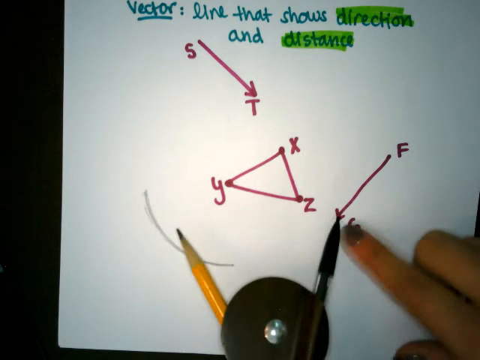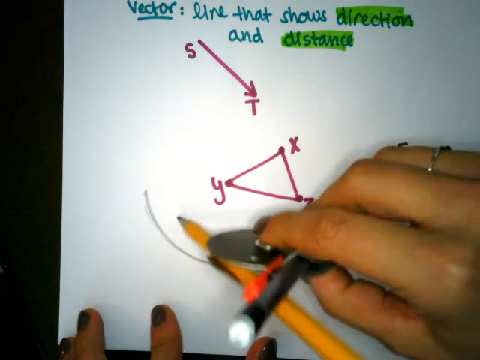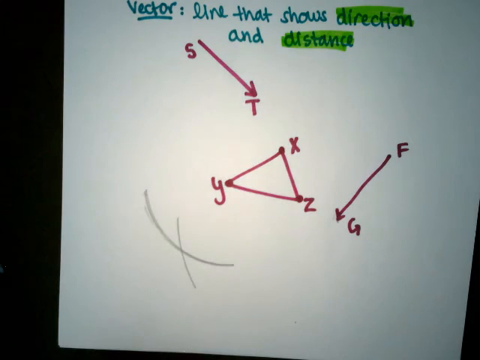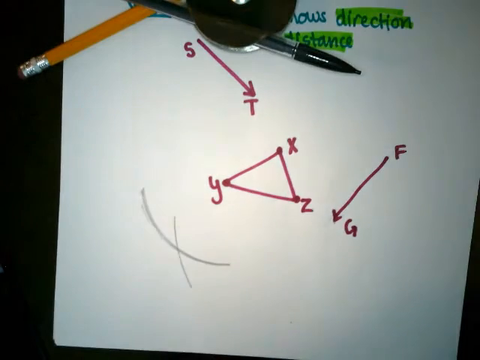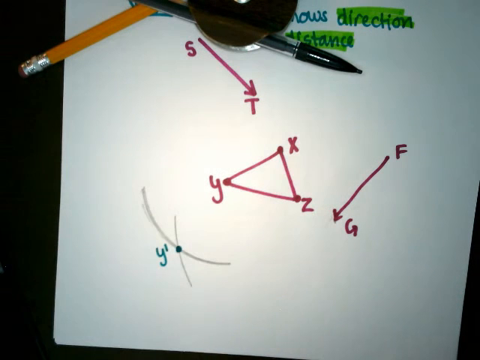And then from G, so now I move the pointy end of my compass down to G, and I draw an arc of that size from G. And where they intersect is Y prime.